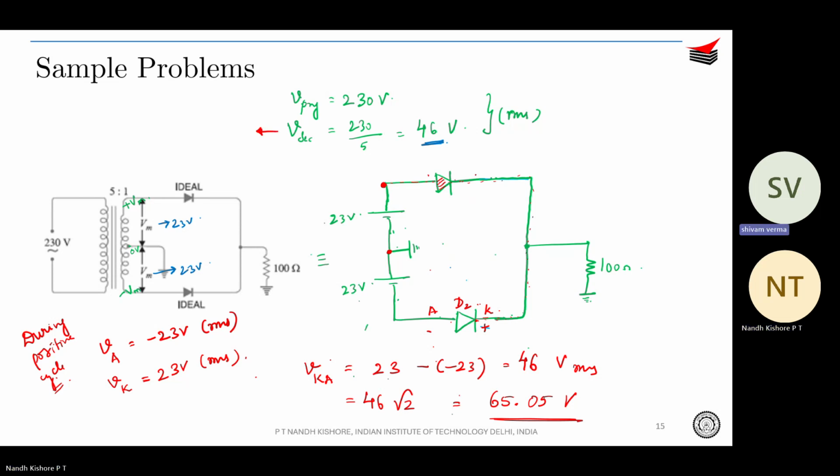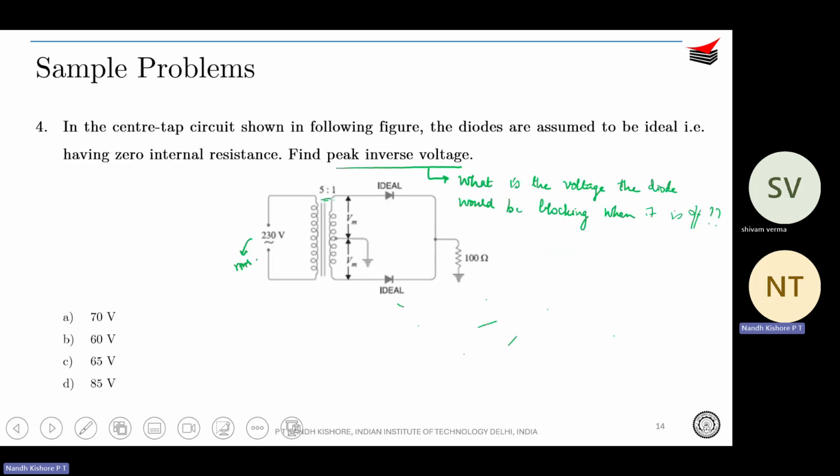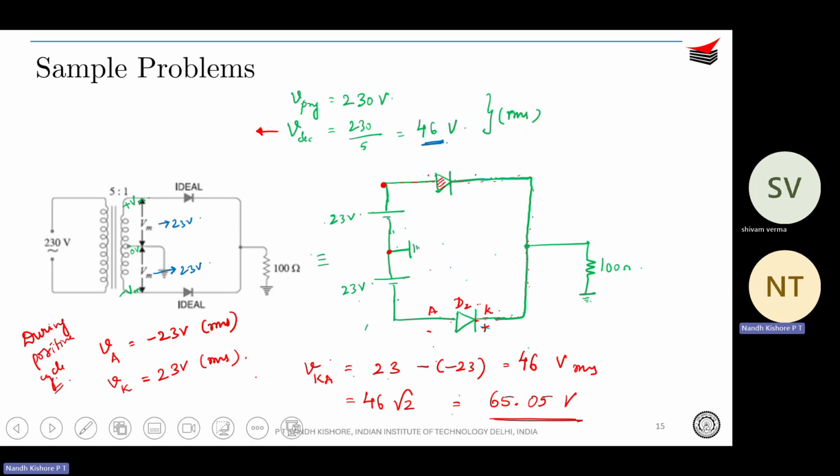Root 2 where comes, sir? They have asked for the peak inverse voltage, the peak value. We are still dealing with RMS. They have told 230 volts means it's RMS, so we converted it to the other side. 46 volts is RMS. So VA, when we tell 23 volts, that is 46 volts getting split into 23 and 23. So VA is 23 volts RMS, VK is 23 volts RMS.